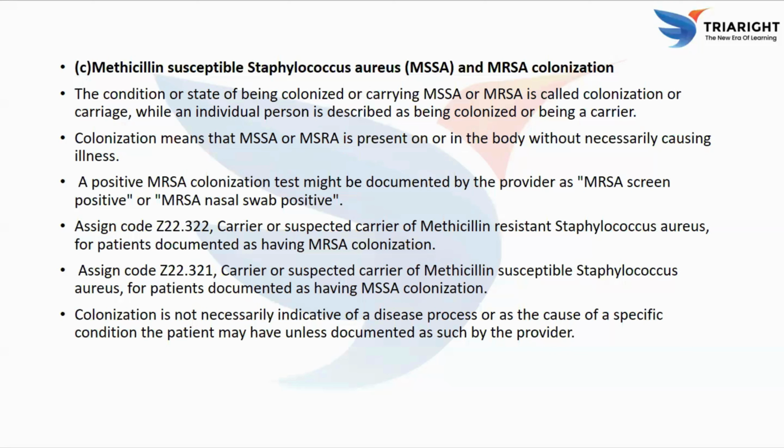So what are the common sites of colonization? The nose, which is most common, skin, throat, groin or armpits. So what is the example? A person can have MRSA in their nose, but they can feel completely fine. So this is colonization, not an infection.